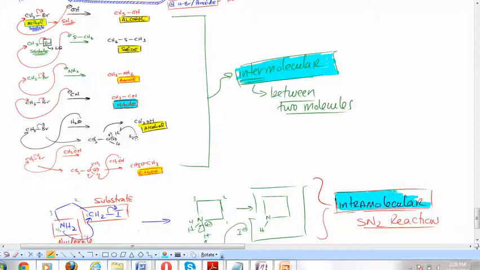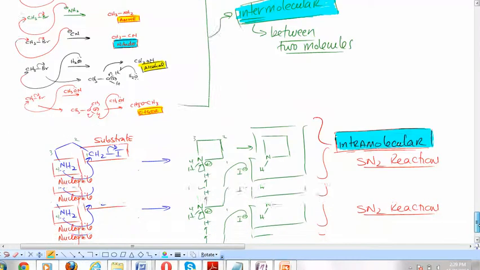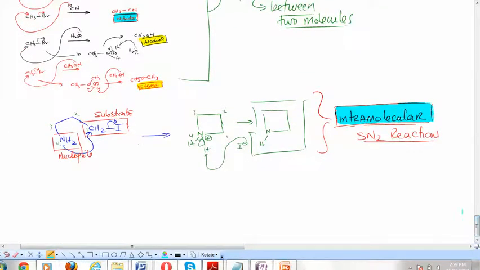So that just means that there's not going to be reagents in an intra. However, you might see a solvent. You're not gonna see the nucleophile on the arrow, but you might see the solvent.